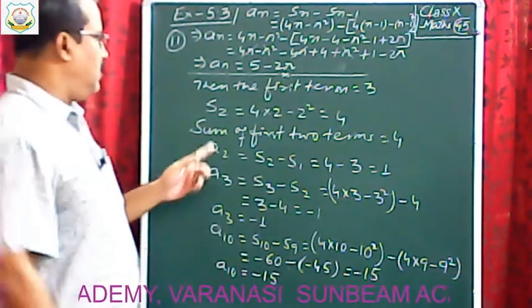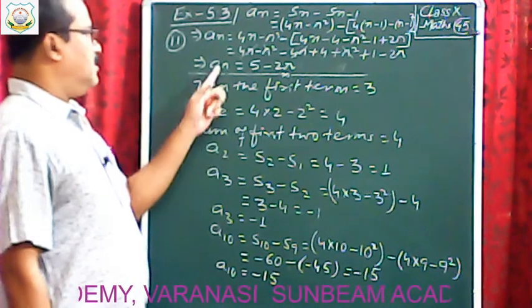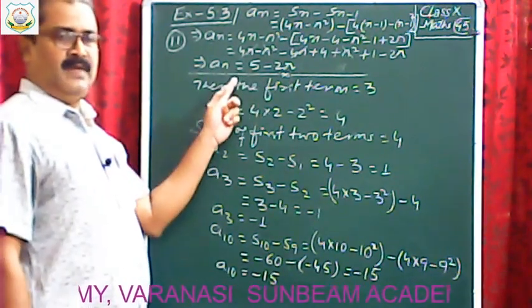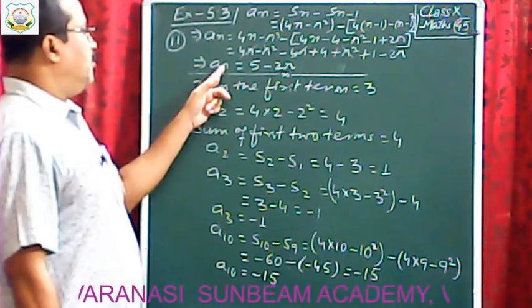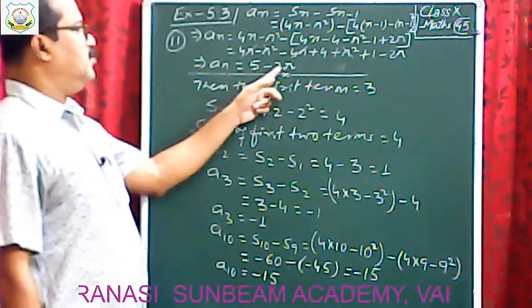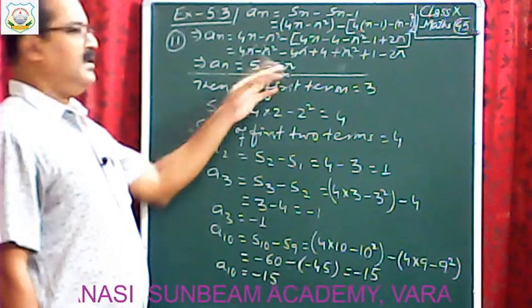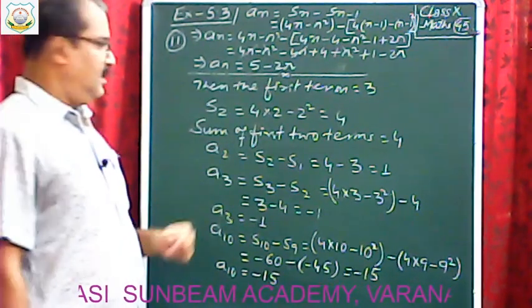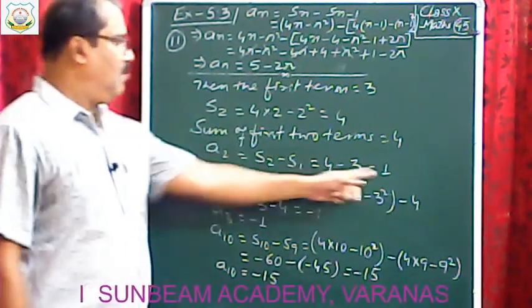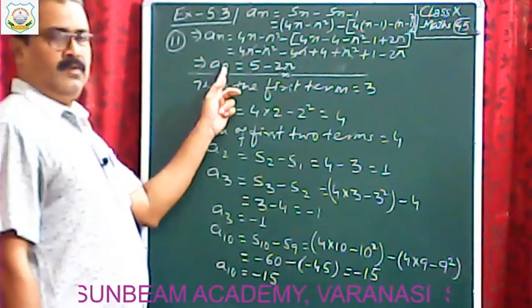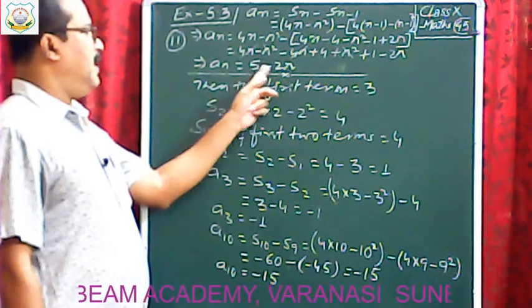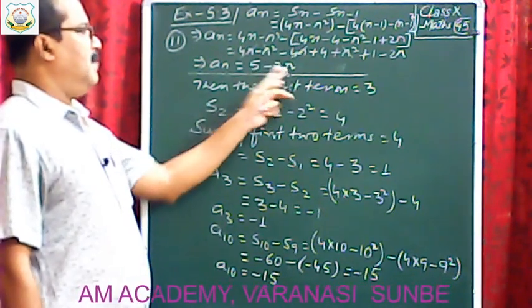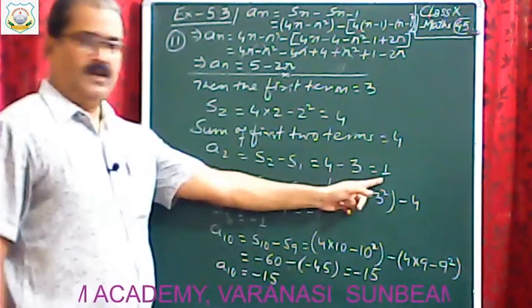First term we get what? We have the nth term, so we can find out first term, second term, third term, whatever you want. So putting n equal to 1, 5 minus 2 into 1, 2. So 5 minus 2, 3. So first term we get 3. Second term we have 1. So putting n equal to 2, we get a2 equal to 5 minus 2 into 2, 4. So 5 minus 4, 1. So second term we have 1.